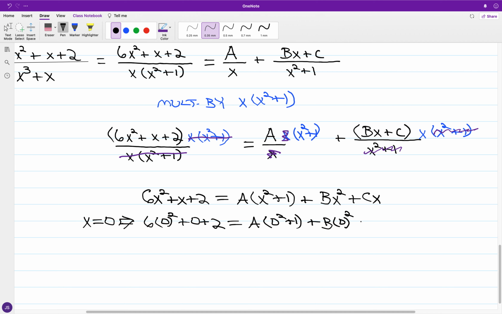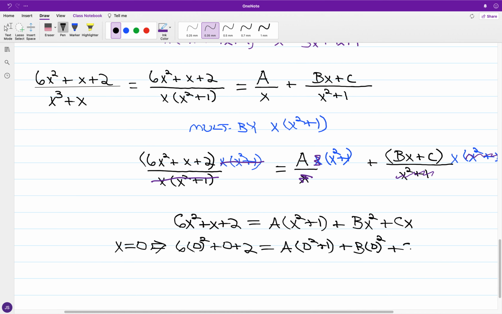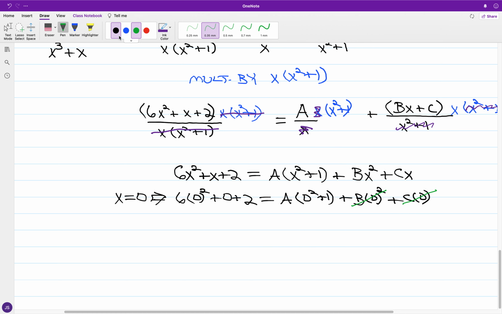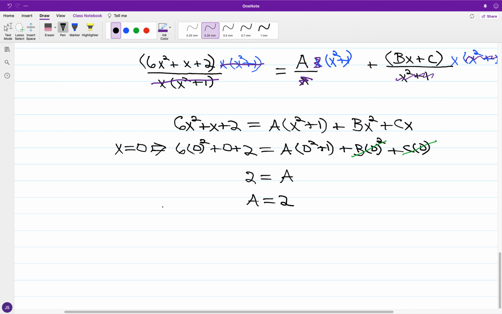Okay, and plugging in 0 for x. Both b and c are going to go out, and for what I have on the left-hand side, I have 2, and I got 0 squared plus 1 is 1 times a, so I have 2 is equal to a. So I'm going to have that a is equal to 2.